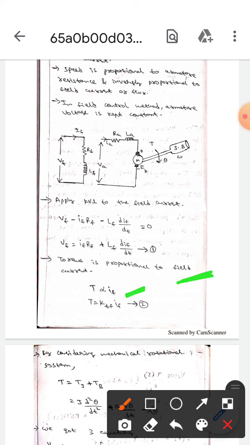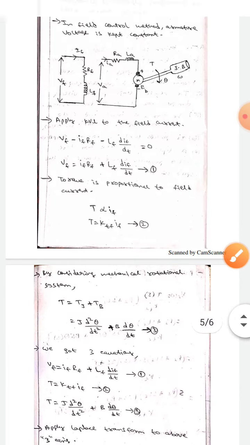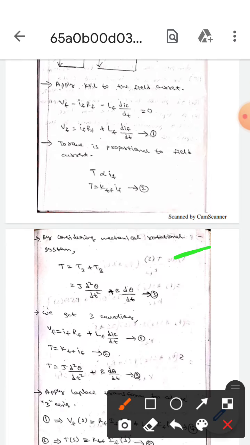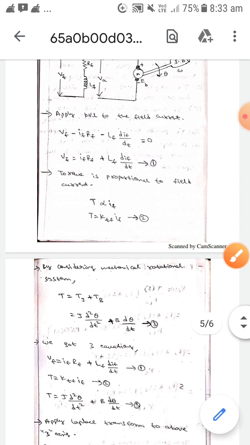Here the torque is proportional to the field current, which means T is directly proportional to IF. We already know that. So we can write T equals KTF into IF. KTF is the torque constant. Let it be equation 2. Whereas the third point is, by considering the mechanical rotational system, we can write T equals Tj plus Tb, where Tj is J into d square theta by dt square, whereas Tb is B into d theta by dt.